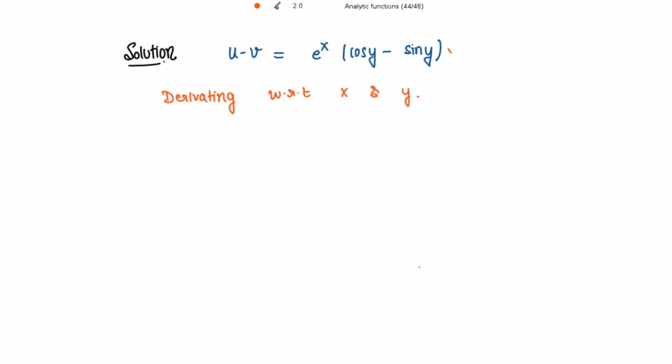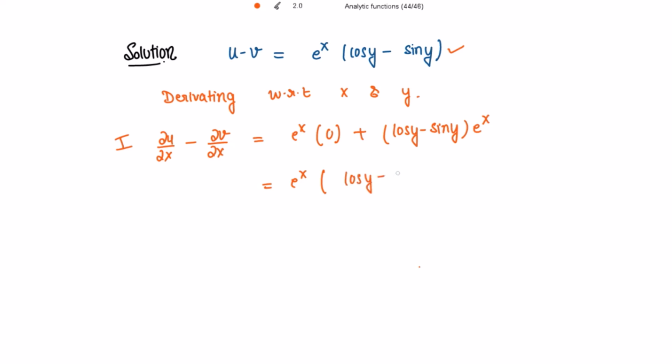Let's first differentiate this with respect to x. So this is ∂u/∂x - ∂v/∂x equal to the first function into the derivative of the second with respect to x, that is 0 because it is in y, plus the second function and the derivative of the first, that is e^x. So this is equal to e^x (cos y - sin y).